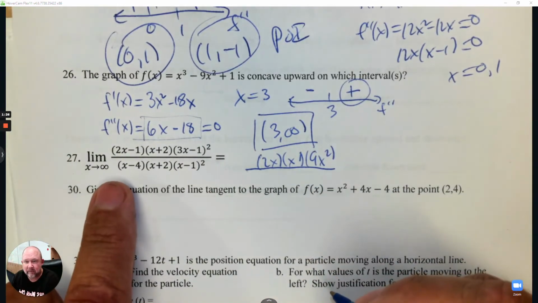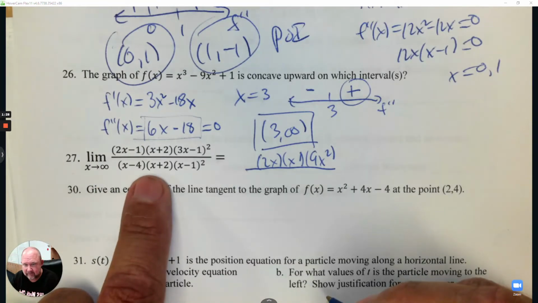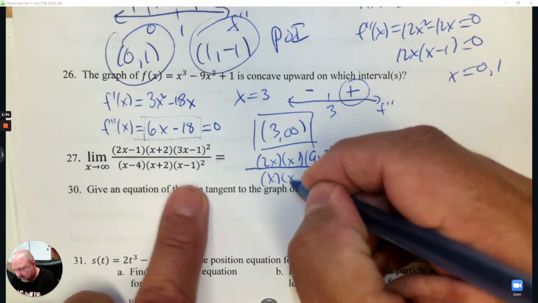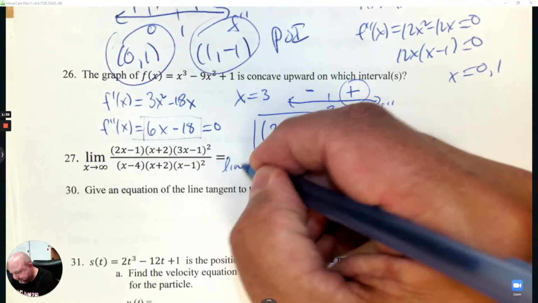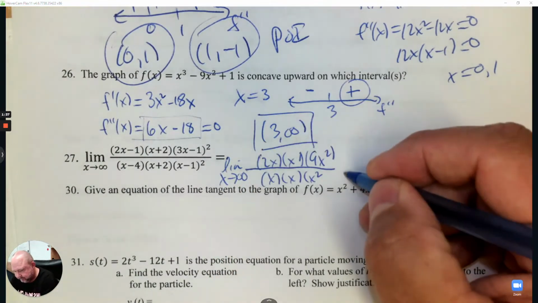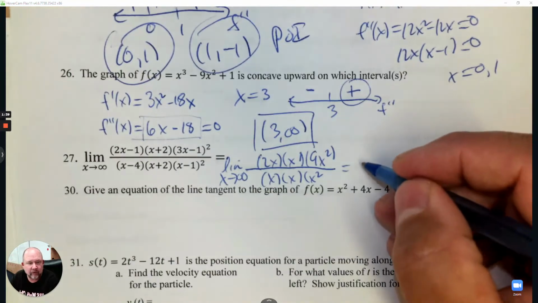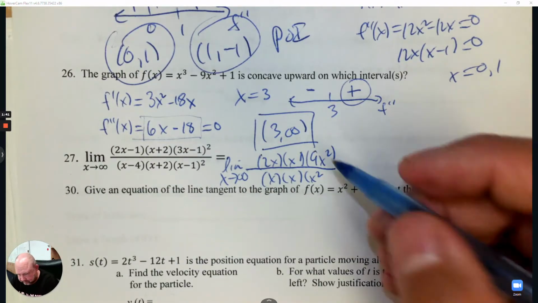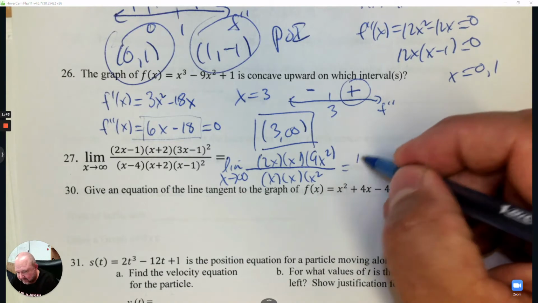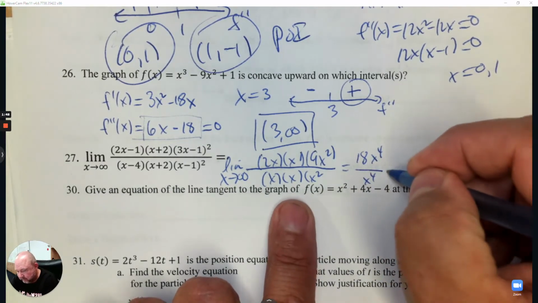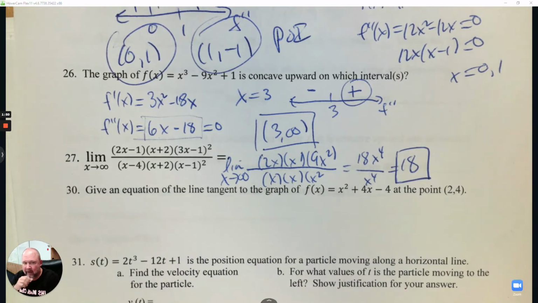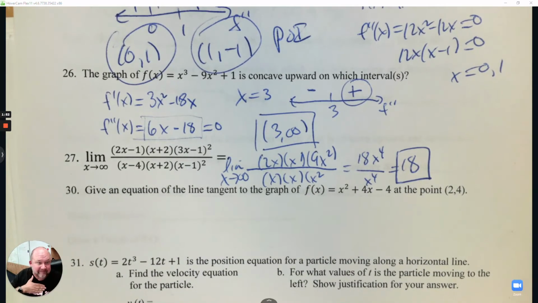And then the same thing with the denominator. X times x times x squared. Those are the power terms. So if I simplify this, I get 18 x to the 4th, and then I get x to the 4th. So when I divide it, I get my answer. A little crackle in there.